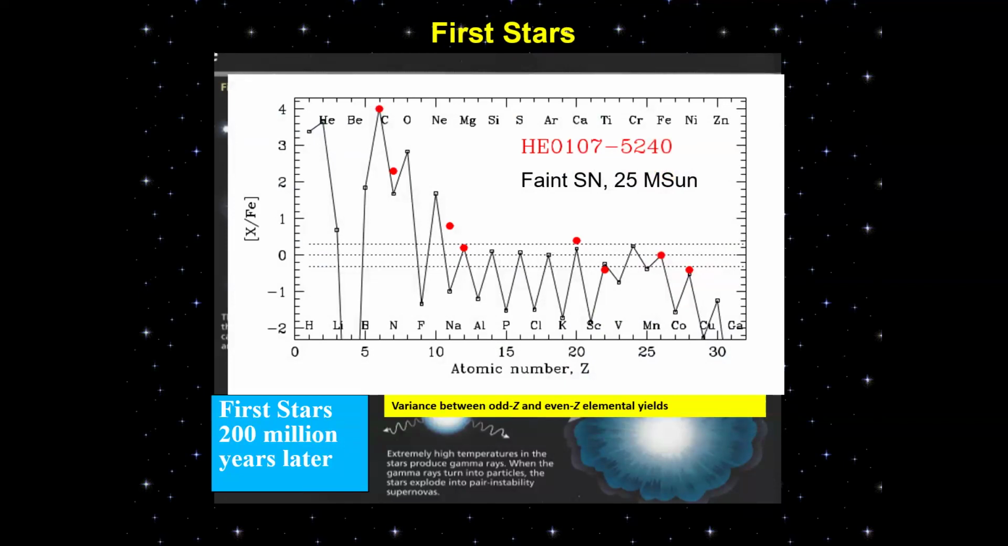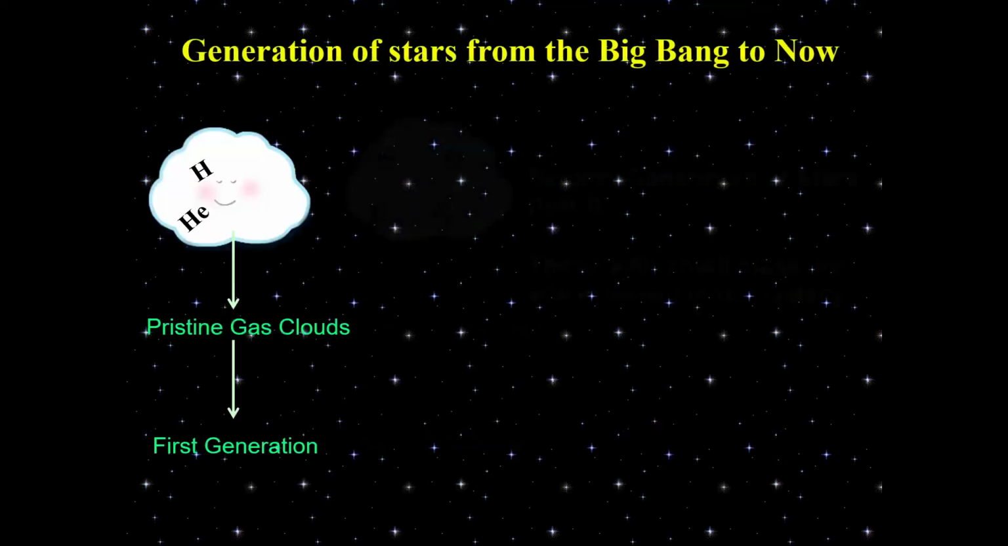So this is an abundance diagram that shows the abundances of a star in the halo with metallicity below -5. This red circle shows the abundances measured in this star, and this black curve shows a faint supernova model with 25 solar masses. As you can see, there is quite good agreement with some scatter in some cases, but at the moment we are happy with these models.